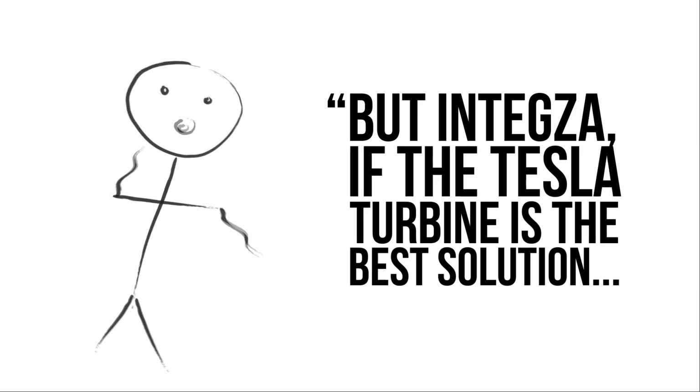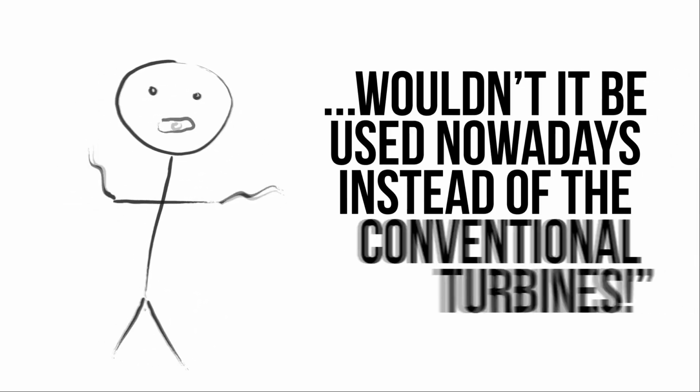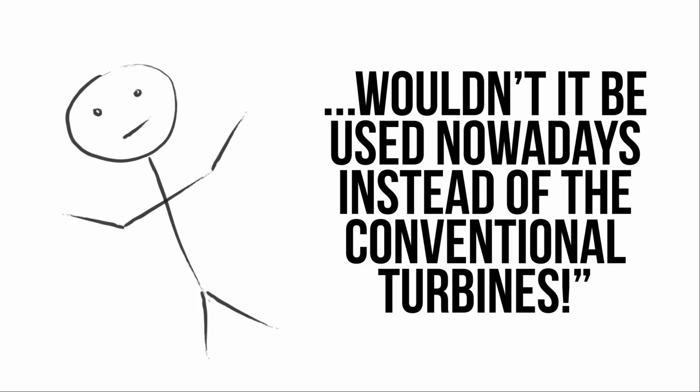Now, if after hearing all of this, you're thinking, but if the Tesla turbine is the best solution, wouldn't it be used nowadays instead of the conventional turbines? Well, yes. And no. The Tesla turbine is not perfect. It has big disadvantages, like the shear losses at high speed and the low torque output. But just because an idea is not used from the get-go, it doesn't mean it's a bad idea.